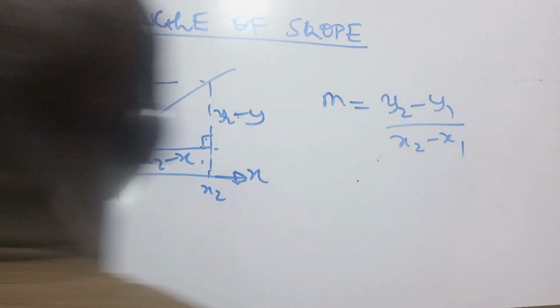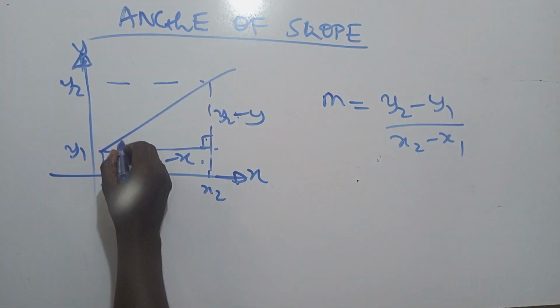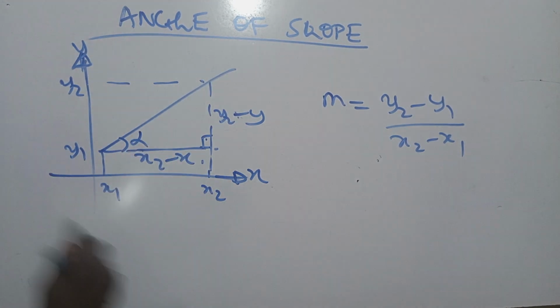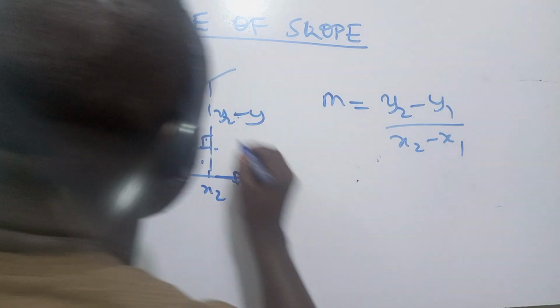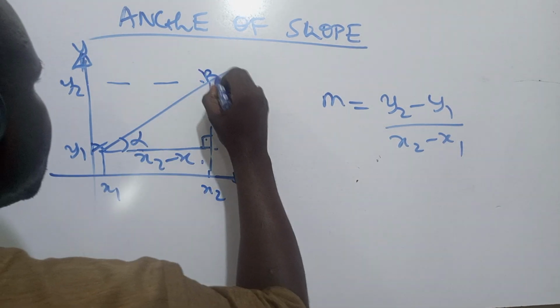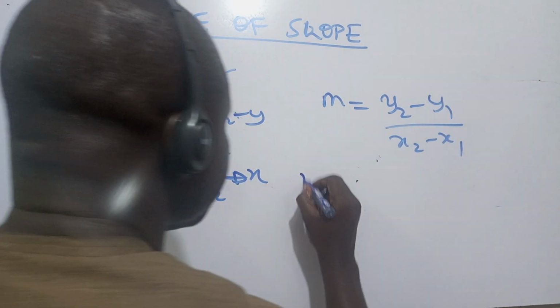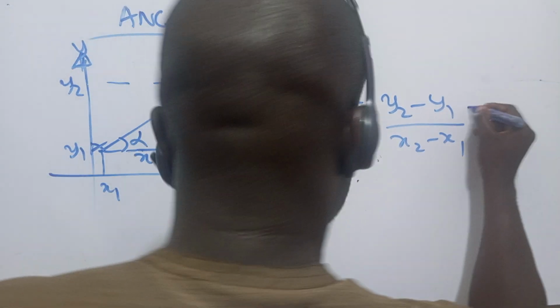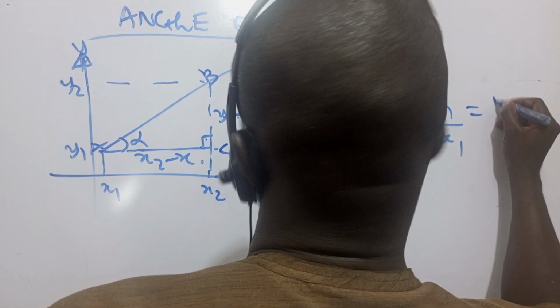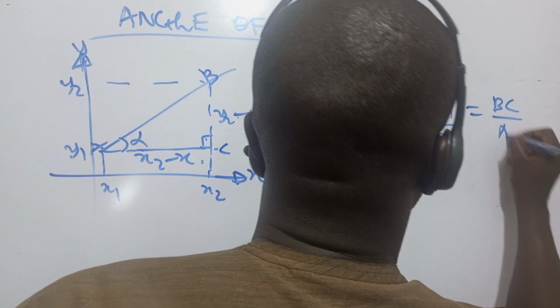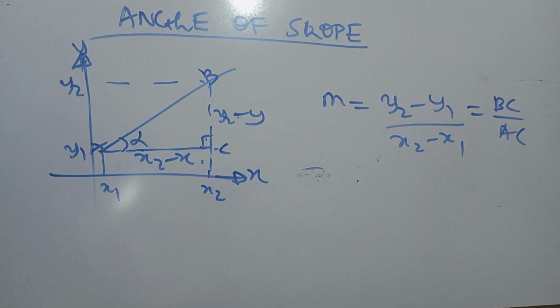But this line makes an angle, say alpha, with the horizontal. This angle that it makes with the horizontal is called the angle of slope, because the slope is the same thing as gradient. So m is equal to, let's say this is A, B, then this line C. So m is the same thing as saying m is equal to BC all over AC. That is the gradient of a line.